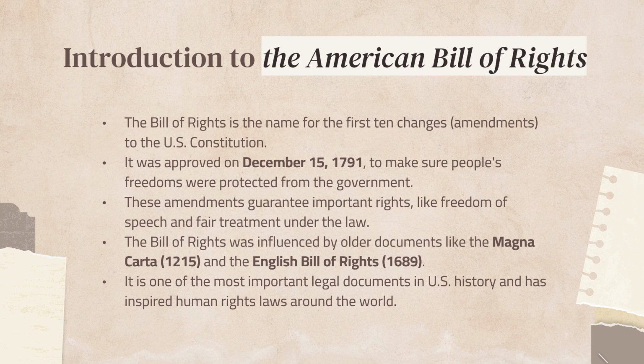The Bill of Rights is the name of the first 10 changes, that is, the amendments to the US Constitution. It was approved on December 15, 1791, to make sure people's freedoms were protected from the government, so that the government didn't overpower the people's rights. It gave power to the people to express their opinions and live freely. These amendments guaranteed important rights like freedom of speech and fair treatment under the law.